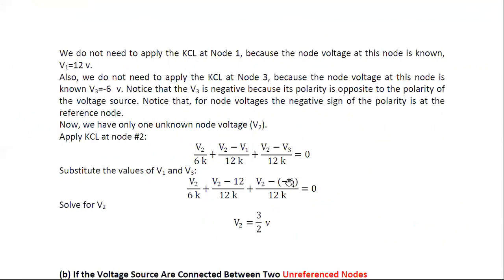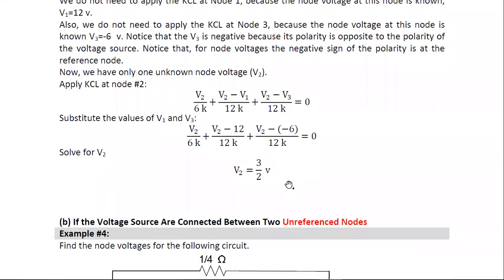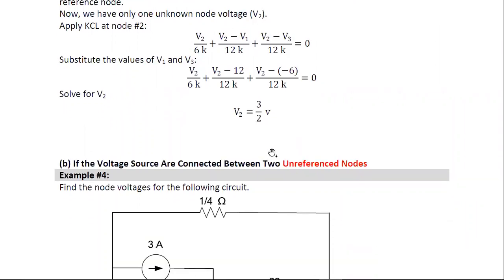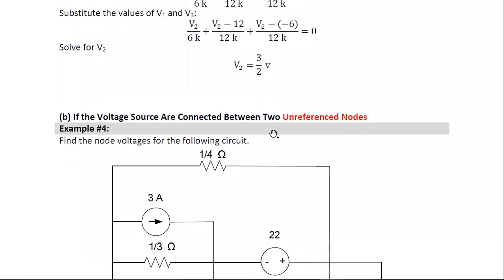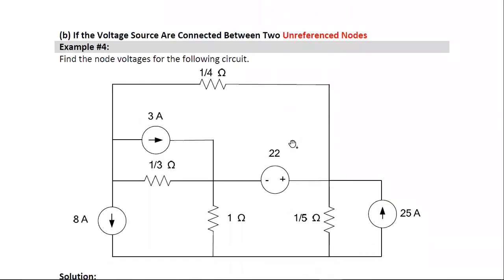In case 2, this is one type of problem. In case 2, we have another way of expression, that comes under the supernode category. If the voltage sources are connected between two unreferenced nodes, so let me think in that way. In example number 4, like this: if the voltage sources are connected, find the node voltages of the following circuit.